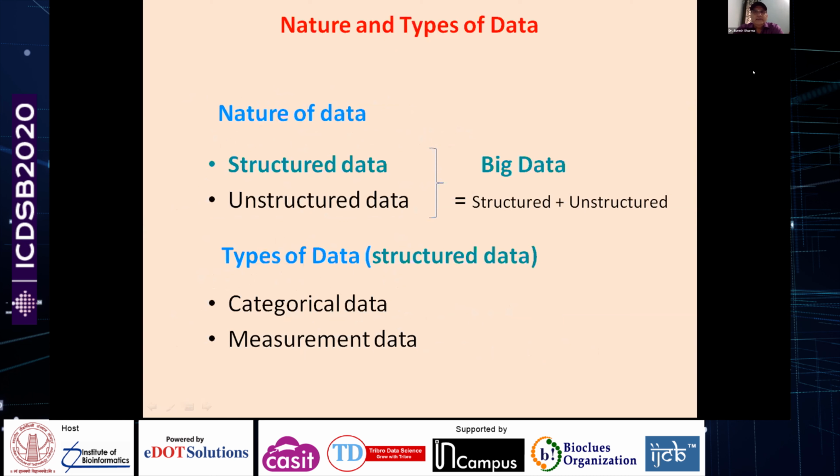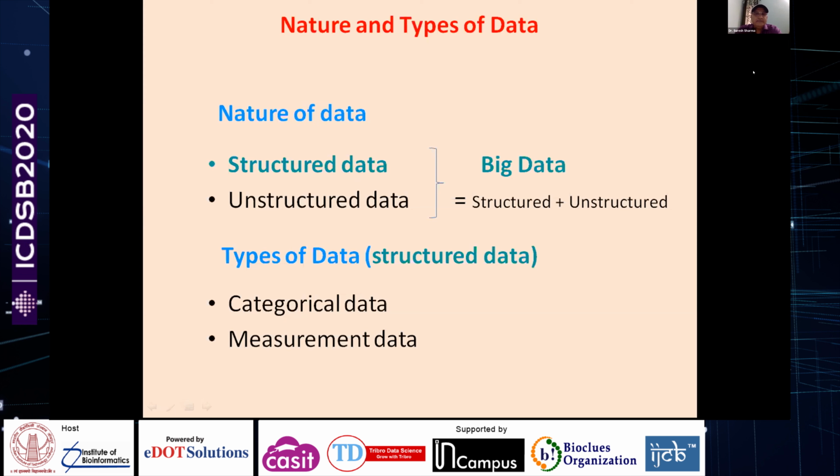So let me look at the nature and types of data. Any type of data is called either structured data or unstructured data. Professor GPS Raghav in the morning has given you some idea about structured and unstructured data. Structured data is highly organized, and you can extract features and patterns out of it, but that is not possible for unstructured data. Unstructured data basically involves audio, video, social media information, and all this. And what is big data? Big data is sometimes a mixture of the two, structured and unstructured data.